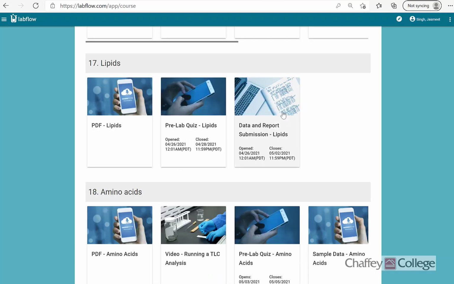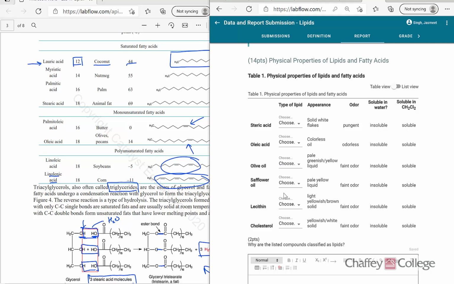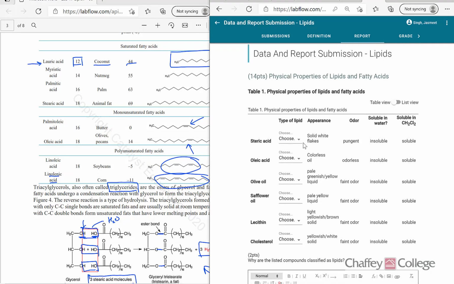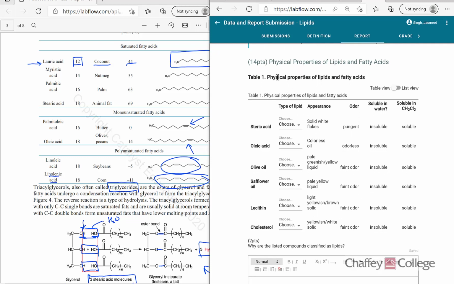So the lab report of this week's lab is given here. Let's open this. The data needed for this week's lab is already given to us. When you open the lab report, the first section is the physical properties of lipids and fatty acids. The physical properties are already filled in, so you don't need to fill in these values here.